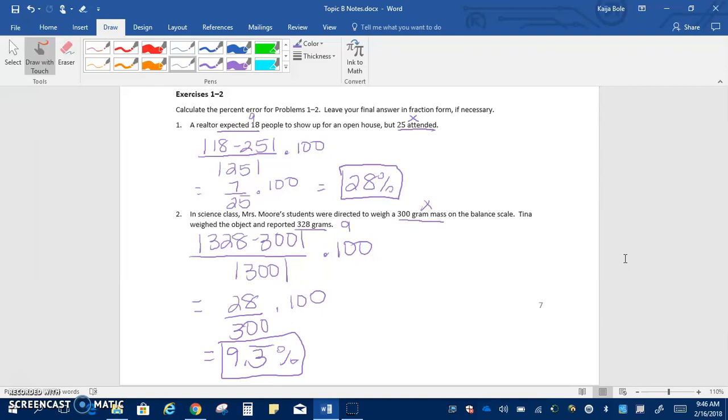Alright, so that's all we're going to do. I think the hardest part is just deciding what's your actual and what is your approximate. But if you have any questions, we will go over those in class tomorrow.